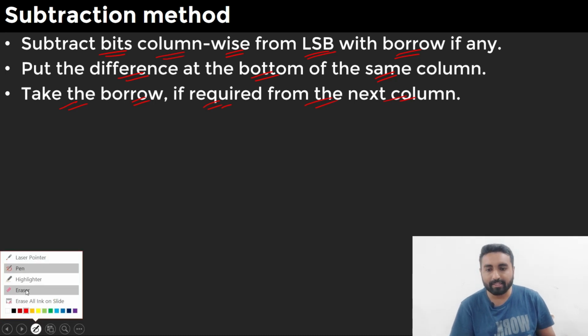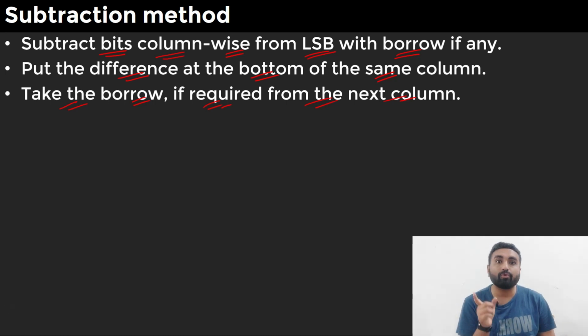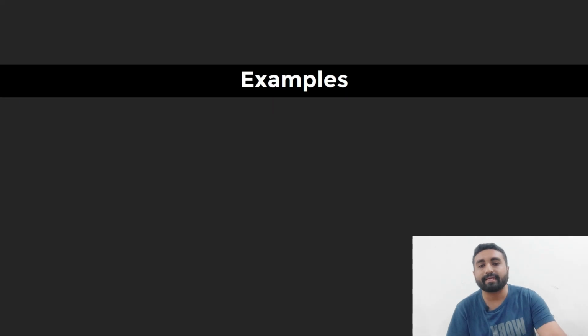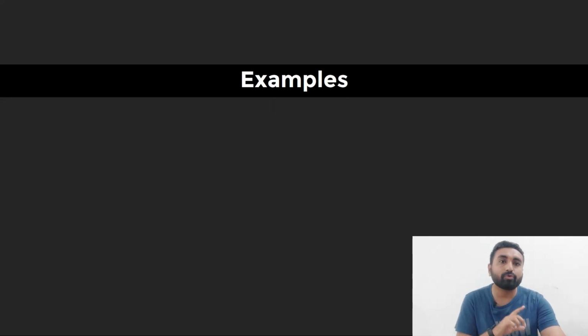Now these are the theoretical aspects that cannot be understood without doing any examples. So now we will take examples, and here we are going to take two examples. One is with a normal number and one is with a fractional number, so that you get full coverage of how to do binary subtraction.